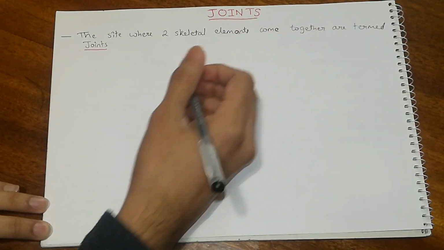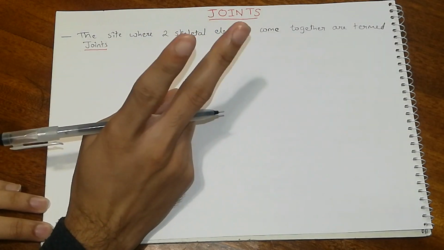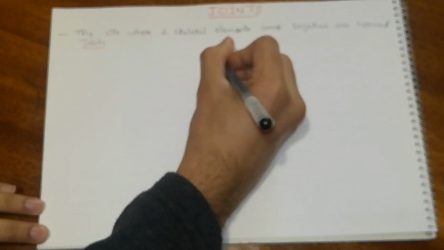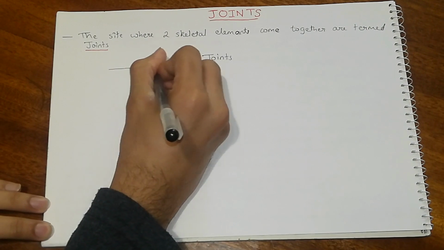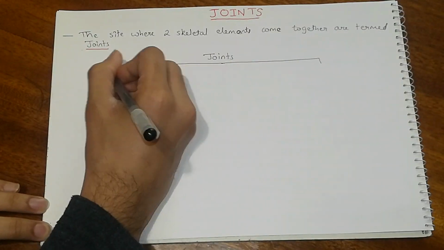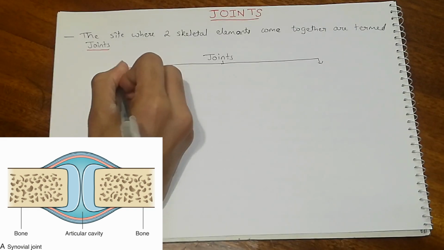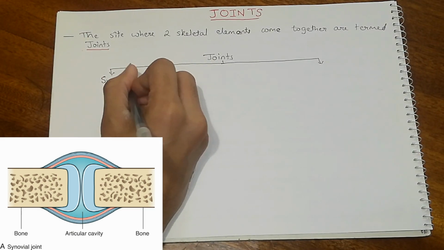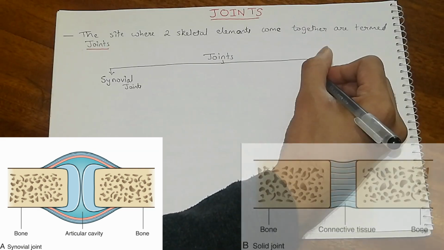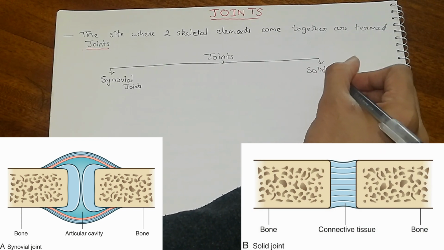Now, there are two general categories of joints. First, synovial joints, and second, solid joints.